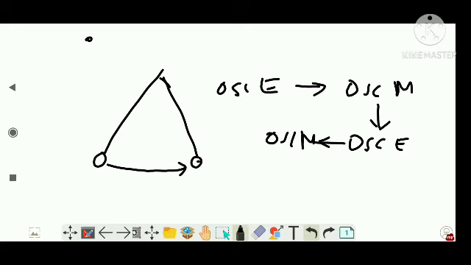That is, there is a regeneration of electric and magnetic fields. One is generating the magnetic field, then the magnetic field generates the electric field again, like that. Regeneration of electric and magnetic fields is going on, and it is just like the propagation of a wave.